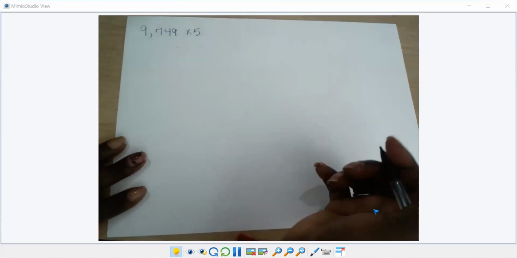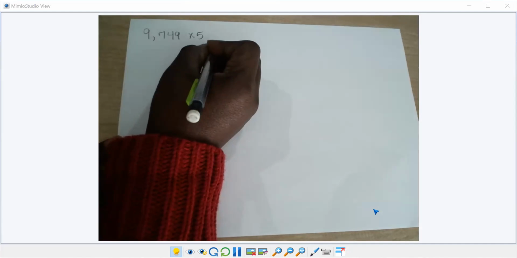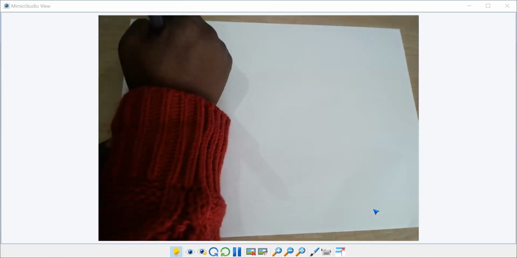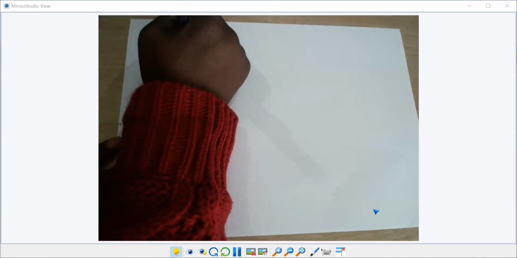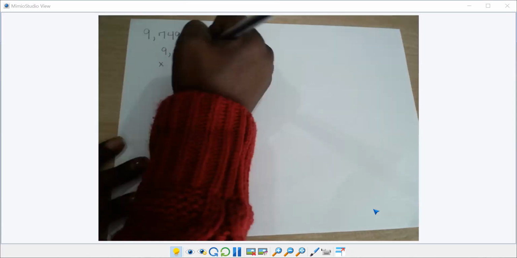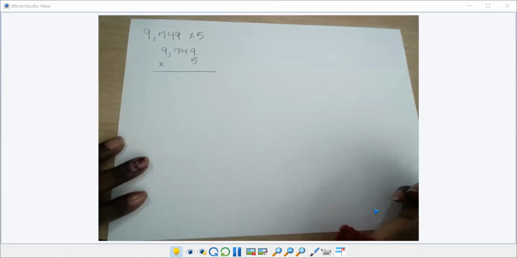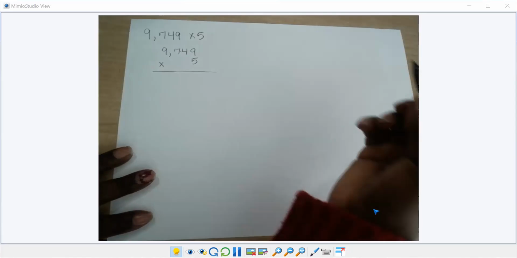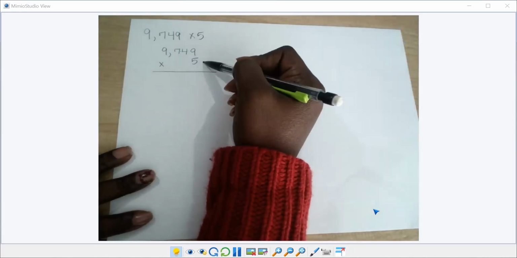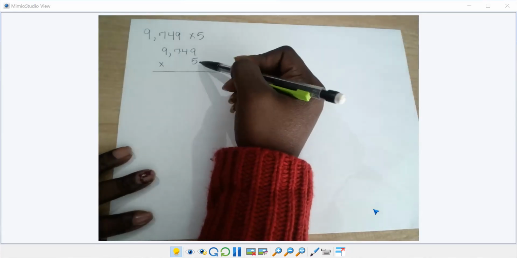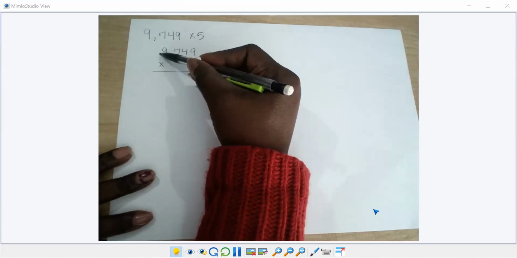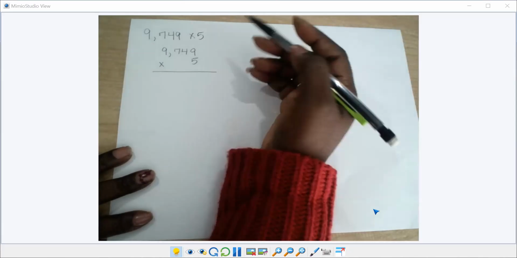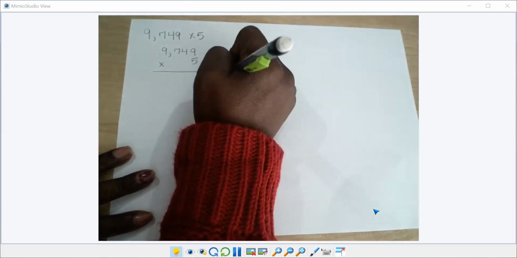Okay, so 9,749 times 5. First, they need to reconfigure how they set up their problem, and they're going to put 9,749 times 5. Line it up. So we're going to use place value understanding in order to solve this problem. We have 9 times 5 in the ones place. We're going to start in the ones, and then we're going to move to the tens, the hundreds, and the thousands.